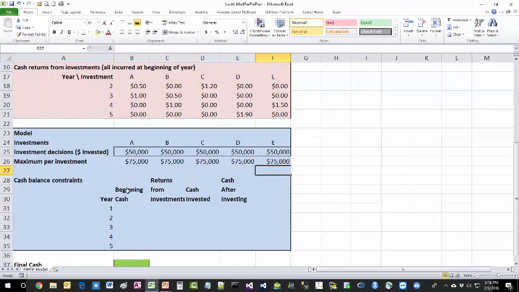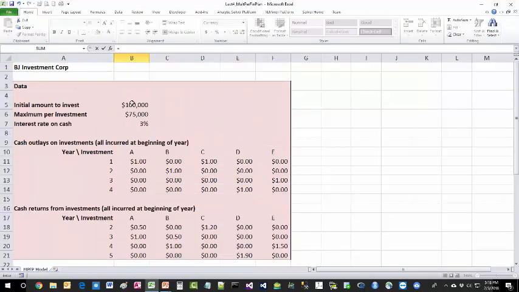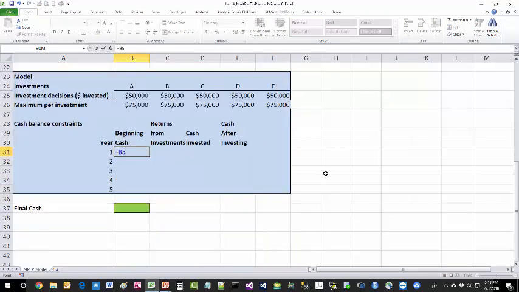And then what we're going to do, going year by year, is track the cash flow. So the cash invested at the beginning of year one is simply going to be the reference to that top cell B5 of 100 grand right here. Nothing else. There are no returns in this cell, C31, from investments at the beginning of year one since we just started.